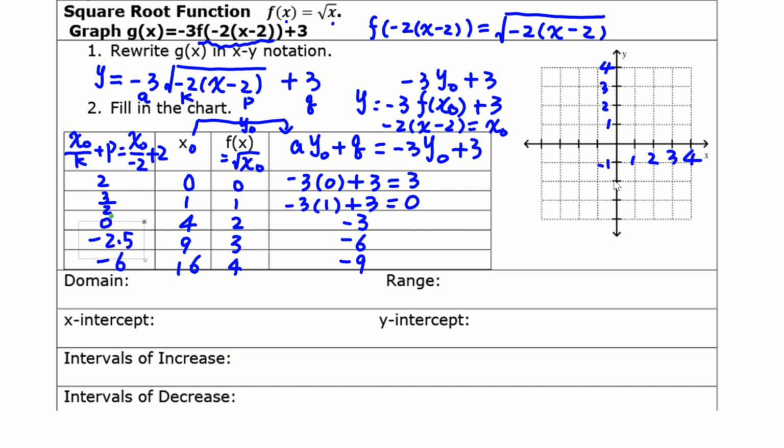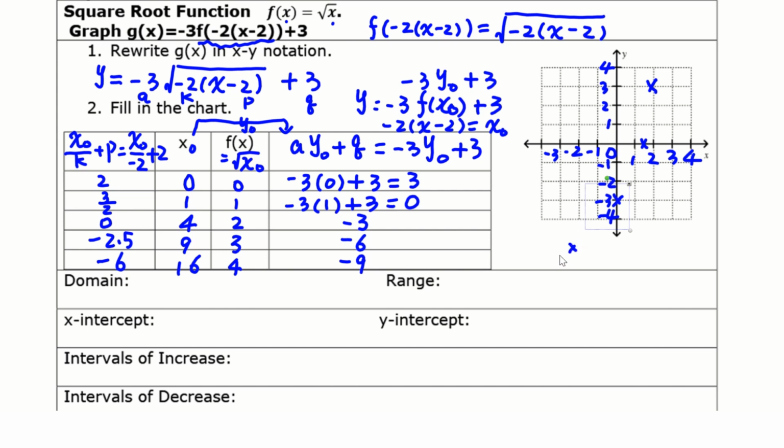Then negative 1, negative 2, negative 3, negative 4, negative 1, negative 2, so 0. Then 2, 3, 2, 3. So this is 1 point. 3 over 2 is 1.50. Then 0, negative 3. So this one 0, negative 3, and negative 2.5, negative 6 will be somewhere here.